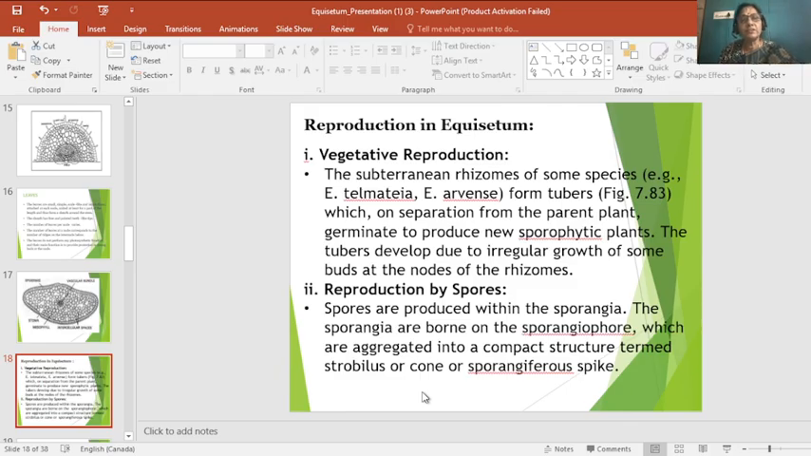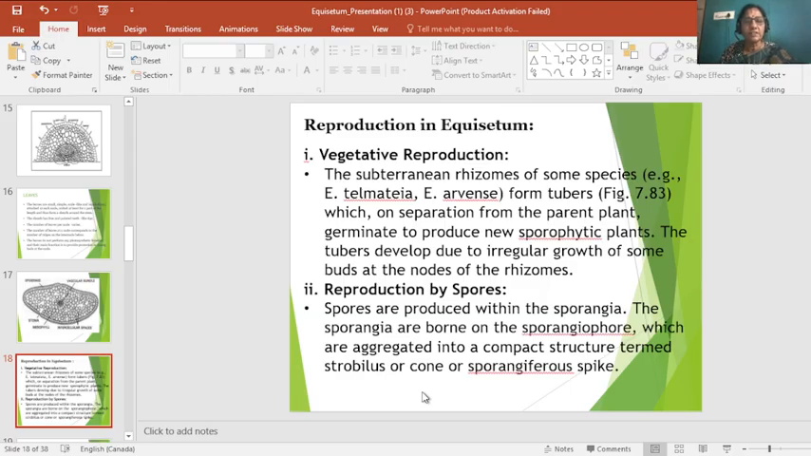Regarding the reproduction in Equisetum, it takes place by vegetative means, asexual reproduction by spores, and then sexual reproduction. Vegetative reproduction takes place by means of rhizomes, which are subterranean in some species, and which form the tubers, which on separation from the parent plant germinate to produce the new sporophytic plant. The tubers develop due to irregular growth of some buds at the nodes of the rhizome.